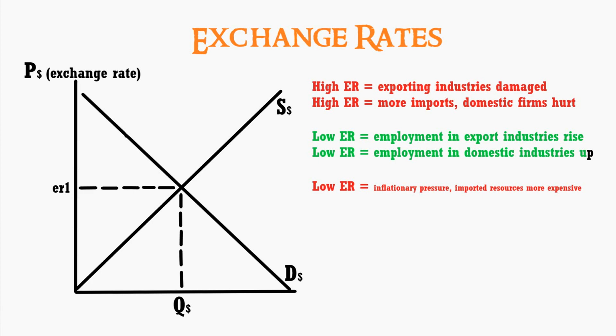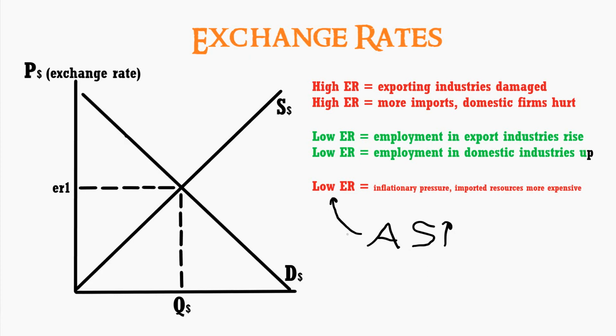Another factor to consider is that a low exchange rate can cause inflation. This is another connection to macroeconomics because resources, factors of production, can be imported. So if the price of these goes up, then the cost of production will go up, which will cause aggregate supply to fall. So a low exchange rate can be negative if that country imports lots of resources and factors of production.